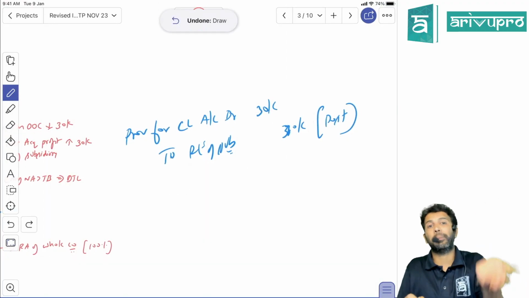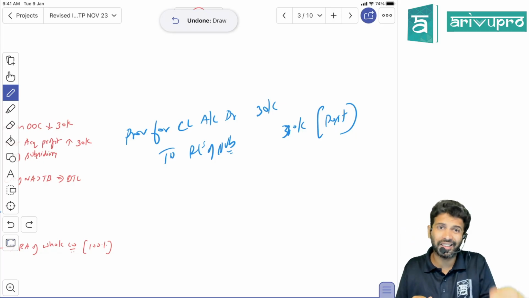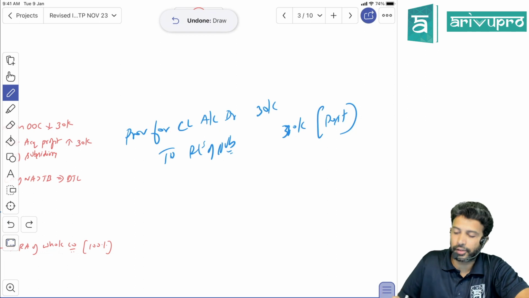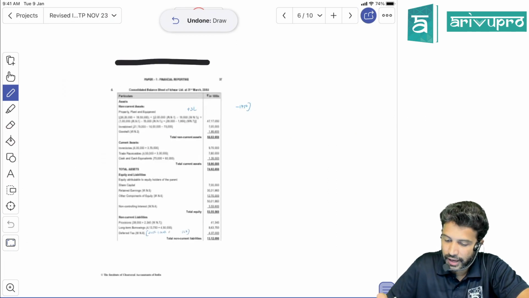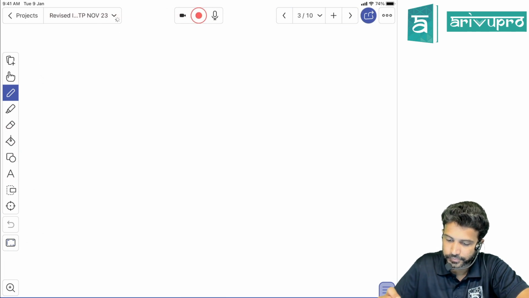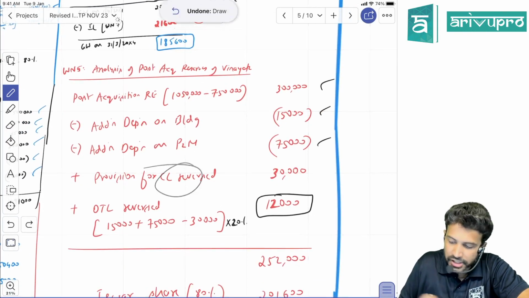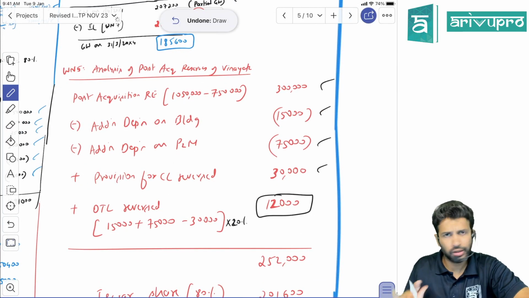So due to this, what will happen? If you reverse one provision, the retained earnings balance of the subsidiary company will increase. So this was done after the date of control, so it should come under post. So check, have they added 30,000? Where is that working? Here, provision for contingent liability reverse 30,000 plus. Okay, so this is normal.